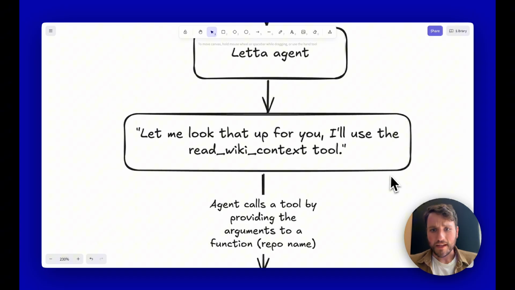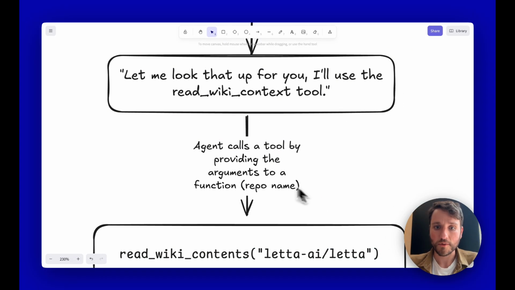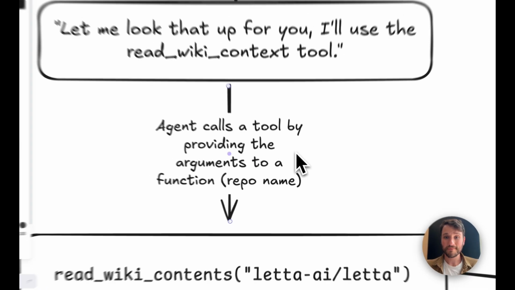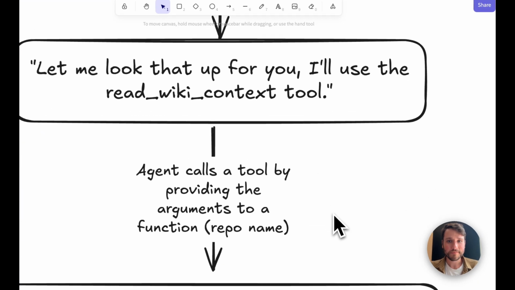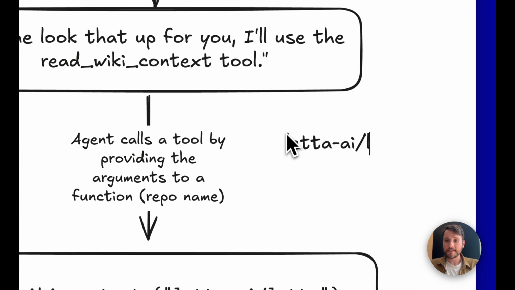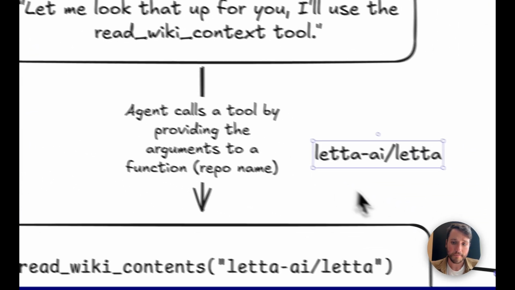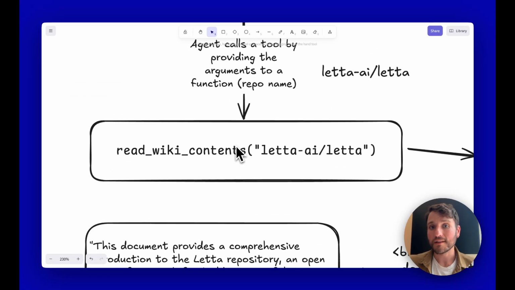Then it may say something like, let me look that up for you. I'll use the read wiki contents tool. So the agent is going to call that tool by providing the arguments to a function. In this case, it's the repo name, letta-ai/letta. That's our GitHub slug in case you want to take a look at it. At this point, the tool call is routed to the MCP server that DeepWiki runs.